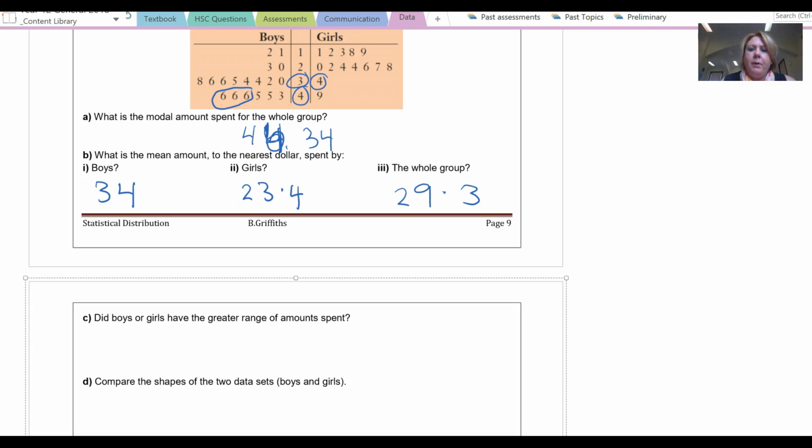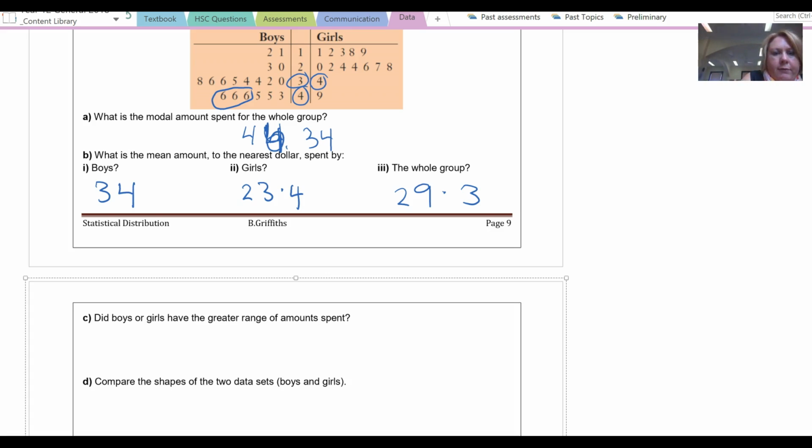Okay, they probably wouldn't give that to you in an exam because you're doing the same thing 3 times. They want to know if you know the mean once. So they might say, find the mean of the boys, if the mean of the girls is something, and then you can compare.